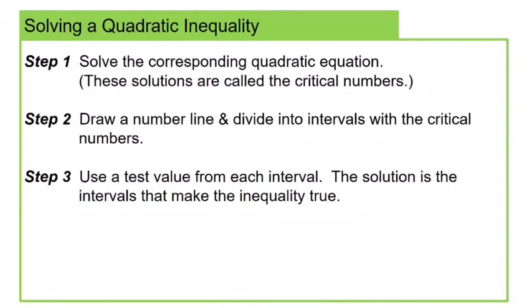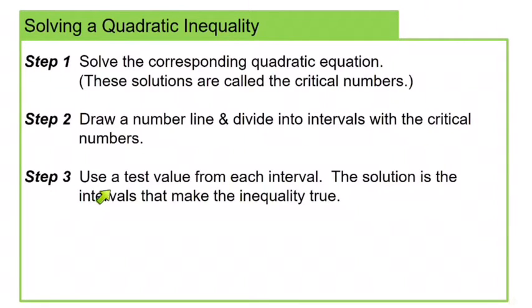Before we go through an example together, I'm going to go through the steps with you so you'll understand the process a little bit before we start. So step 1, you need to solve the corresponding quadratic equation. In other words, pretend that your problem is an equation and solve it, and that will give you what we call the critical numbers. Then step 2, draw a number line and divide the number line into intervals using the critical numbers that you just found in step 1.